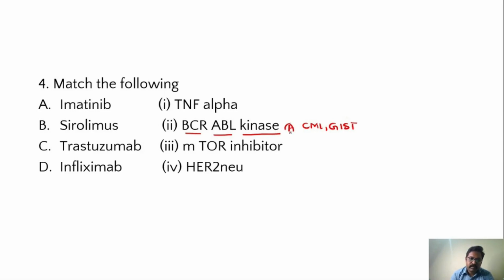So this is the answer for this. And sirolimus is the mTOR inhibitor, which is an immunosuppressant.